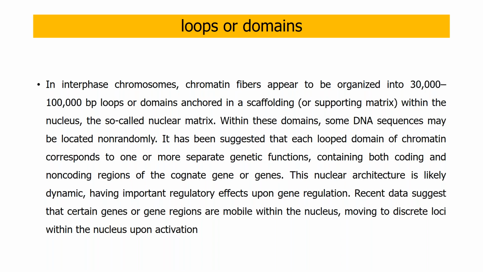Further compaction leads to a higher level of organization. Beyond 30 nanometer, we come to loops and domains. The nuclear scaffold remains, and on it this region of DNA forms loops or domains which contain a set of functionally related genes. So particular genes form loops or domains.